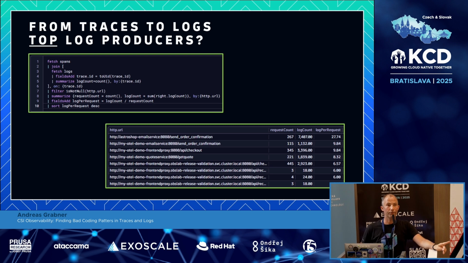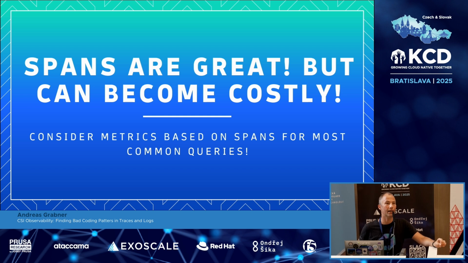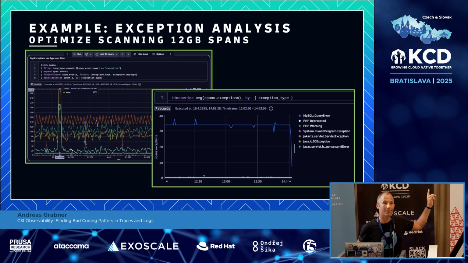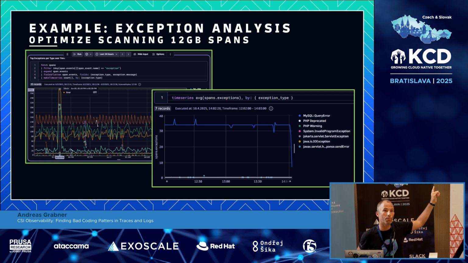Awesome. Last piece of advice before we go into Q&A. Spans and logs are great, but they can become very expensive. Because if you're analyzing millions and trillions of spans, because you're analyzing 10 days worth of spans in a high volume environment, then your tool of choice needs to scan a lot of data. For my exception example from earlier, in order to analyze 24 hours worth of spans on the AstroShop app, I had to analyze 12 gigabytes of spans to get an answer that I probably want anyway.